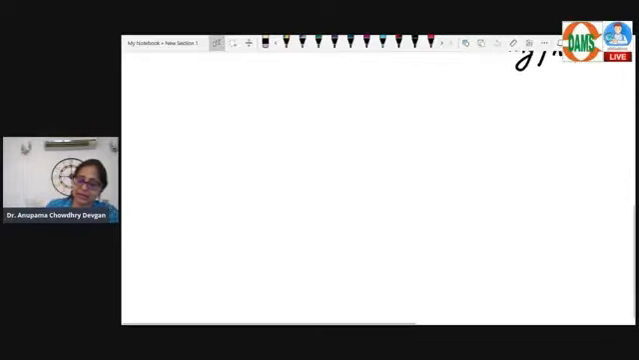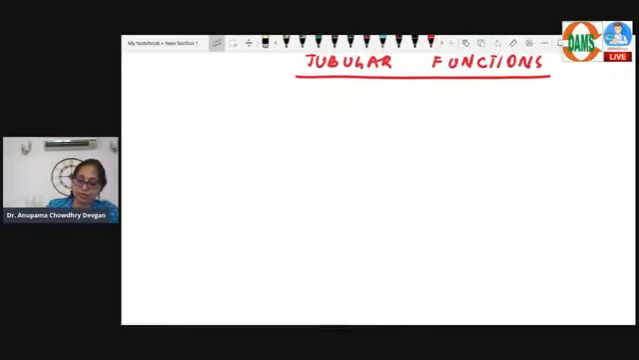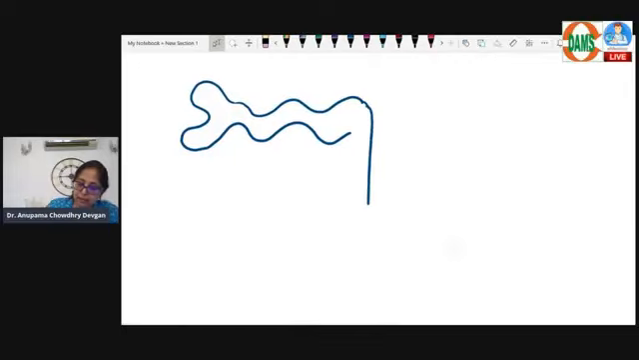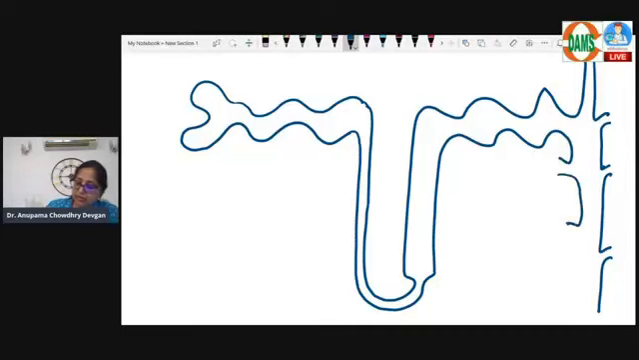Okay, now before I take on the handling of individual substances by the kidney, let's see a little bit about the tubular functions. This is more of a general thing, so don't get too perturbed. We'll be doing it in detail a little later. Let's see this. I'm going to draw the nephron here: Loop of Henle, descending thin segment, ascending thin limb, distal convoluted tubule, and the collecting duct. This is what the nephron looks like.